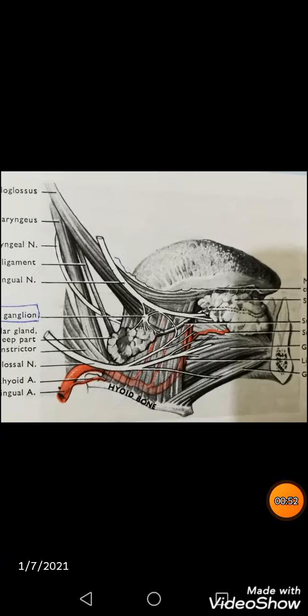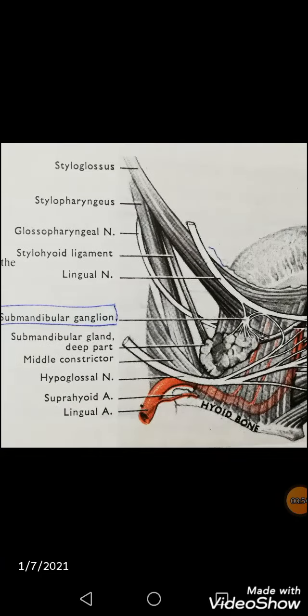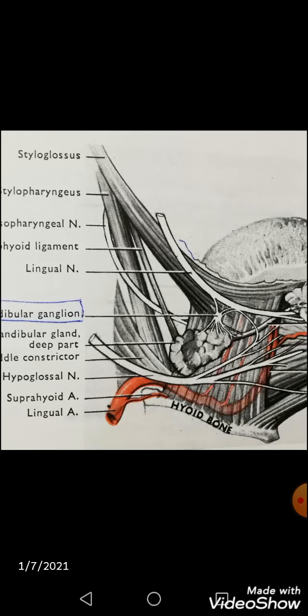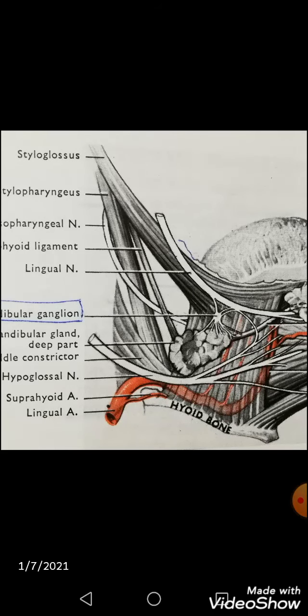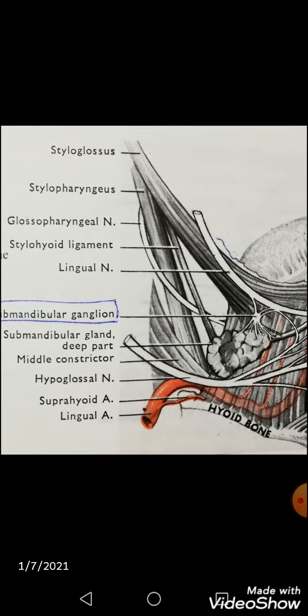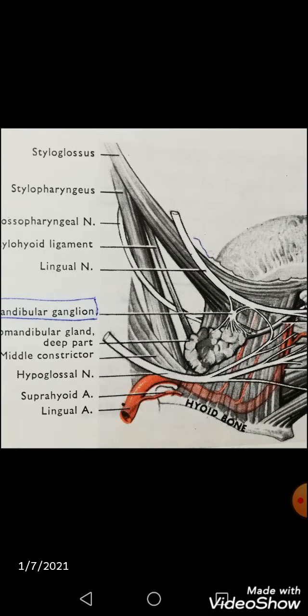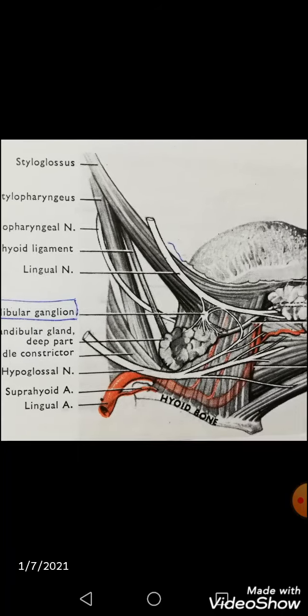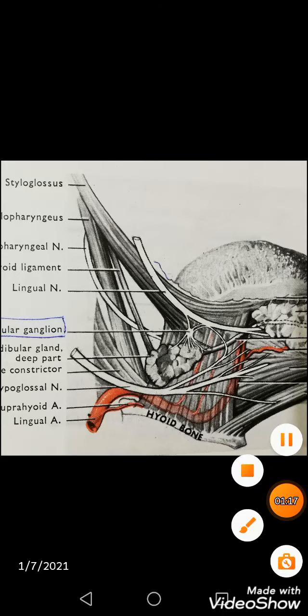In this picture you can see the submandibular ganglion and the lingual nerve that is giving the small branch like two divisions, two rootlets like these, anterior and posterior, joining to the submandibular ganglion, and the fibers from the ganglion are reaching to the submandibular gland in this picture.